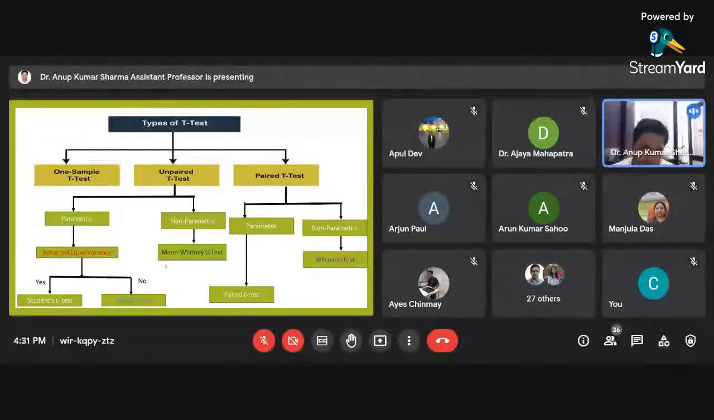Then unpaired t-test and paired t-test. Unpaired has two types: parametric and non-parametric. Parametric is further divided into the Student t-test and the Welch t-test. These are generally not included in the master's degree; when we go for research, these tests are required. Up to BTech and master's we have studied the Student t-test, used when equal variances are available; when equal variances are not available, we apply the Welch test. For non-parametric, the Mann-Whitney U-test is used.